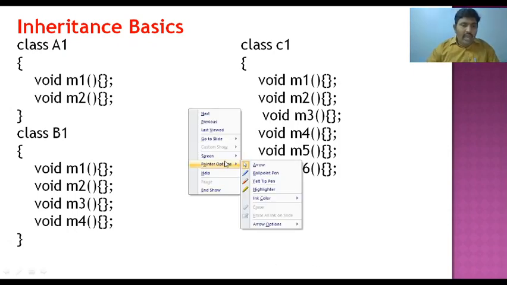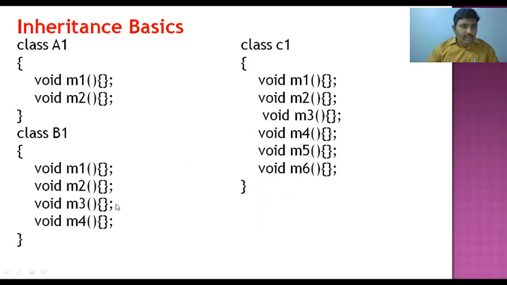Then after that I have the M3 method, and B1's own methods M3 and M4. So we have a requirement of M1 and M2, and we have rewritten M1 and M2 in B1 also. Now I have a class C1. Class C1 has exclusive methods M5 and M6, and whatever code we have written in the B1 methods is also required in class C1. That's why I have rewritten the code.